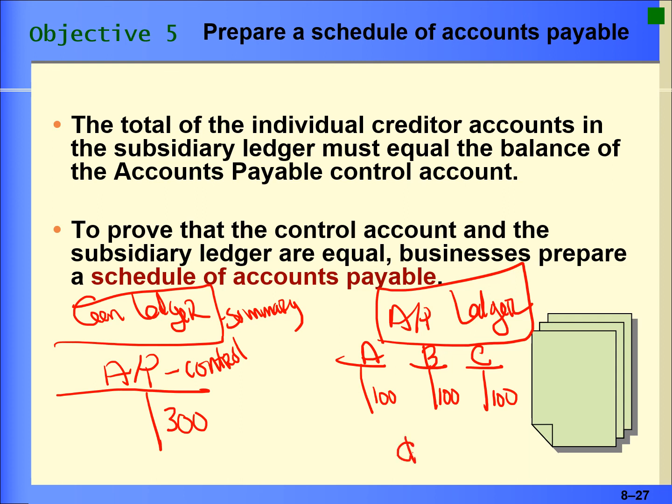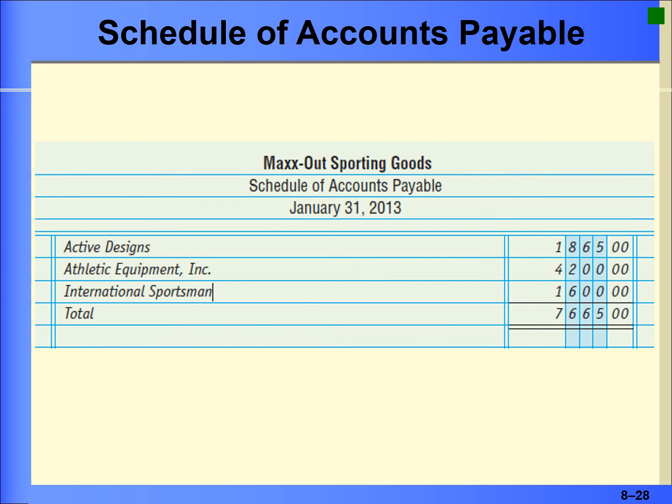So your AP ledger, I want you to think of that as the detail list, and then the control account in the general ledger is going to be summarizing everything from the AP ledger. So they should always balance. And of course, you may come across something called prepare a schedule of accounts payable. All that is doing is just listing all of your creditors from your AP ledger.